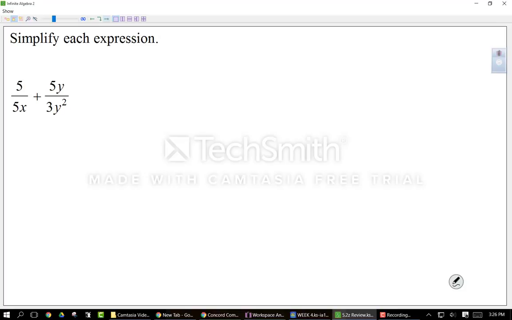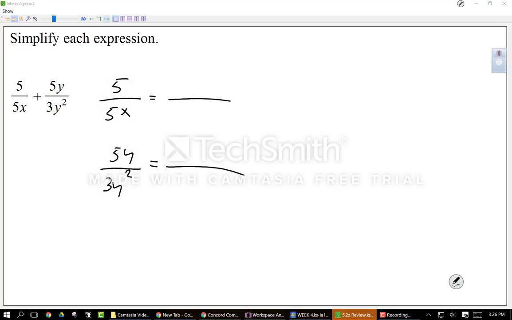Common denominator is 5 over 5x, 5y over 3y squared. So what is my common denominator? If I look at my numbers, 5 and 3, they both can go into 15. Well, I have an x and then a y squared. Remember, we've talked about that. If I only have one of the variables, so y squared only appears here, then it has to be in both of them. This x only appears here, so it has to be in both of them.